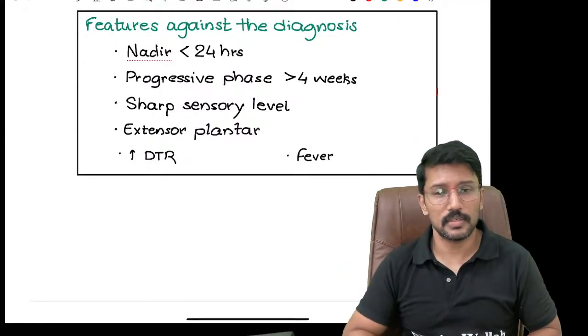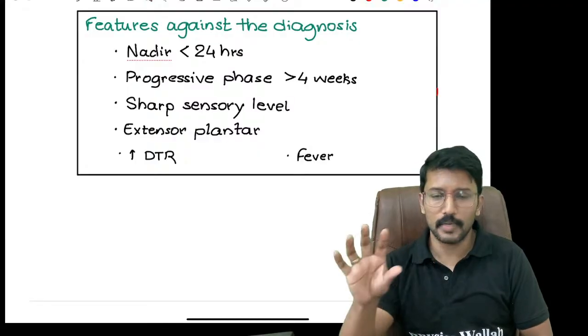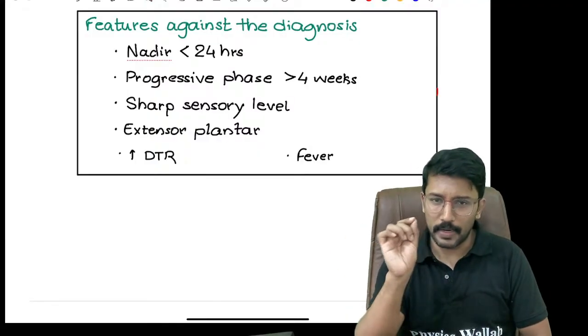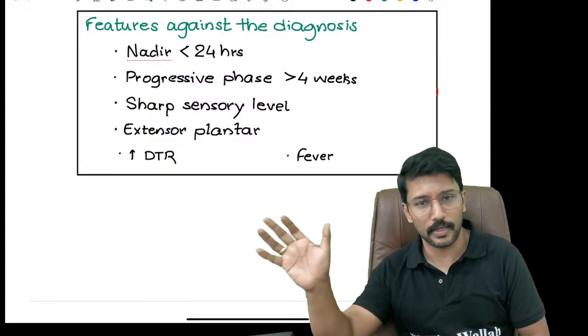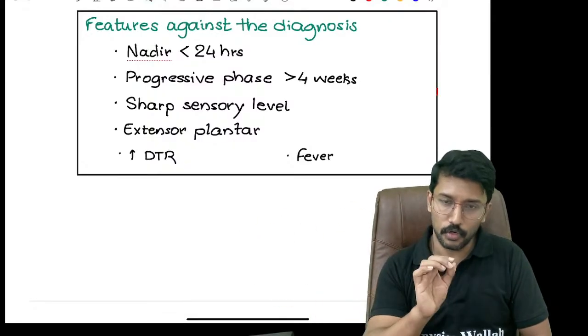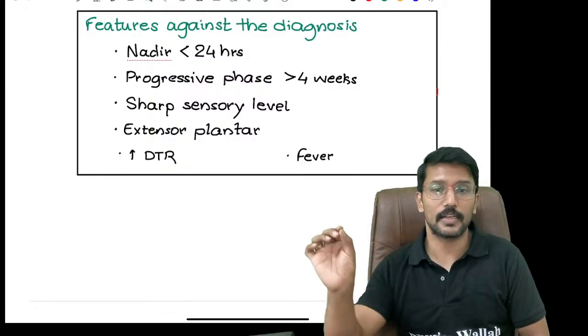Why am I emphasizing this? Because when MCQs are constructed, generally an MCQ goes like this: Which of the following findings or which of the following features is not in favor of the diagnosis of GB syndrome? Or which of the following findings is inconsistent with the diagnosis of GB syndrome?